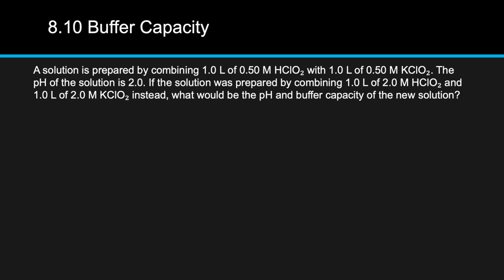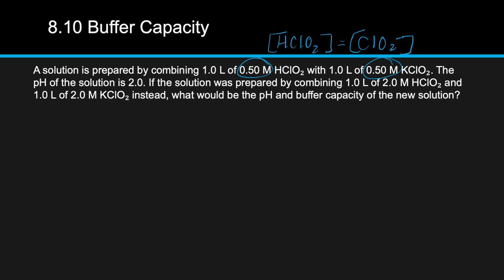So first, let's look at pH. Remember, if it's the same ratio of weak acid and conjugate base, it's going to have the same pH. As you can see, in our original solution, we had 0.5 and 0.5, so equal amounts of HClO2, which is our weak acid, and KClO2, which is our conjugate base. So equal amounts. So let's look at our new solution.